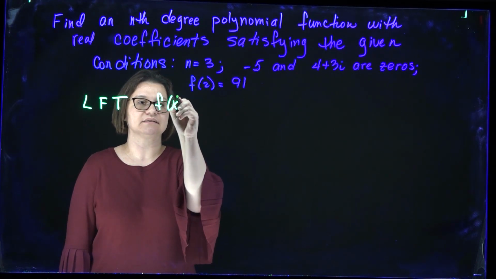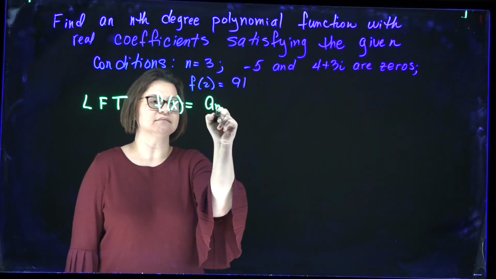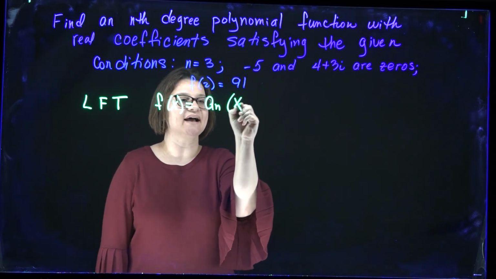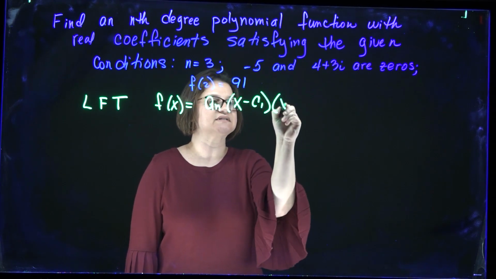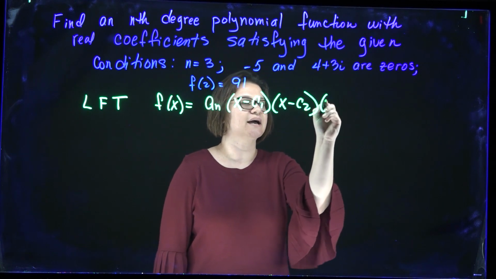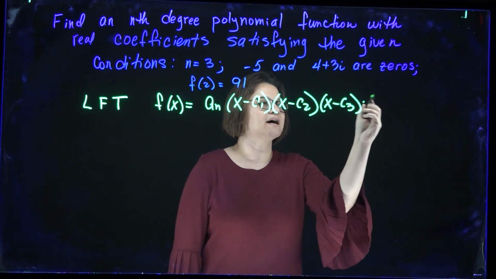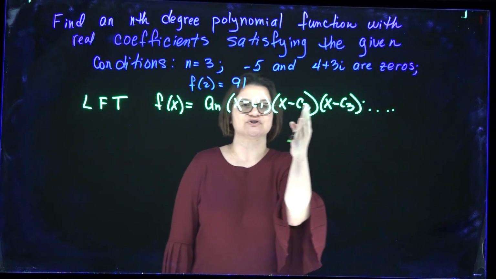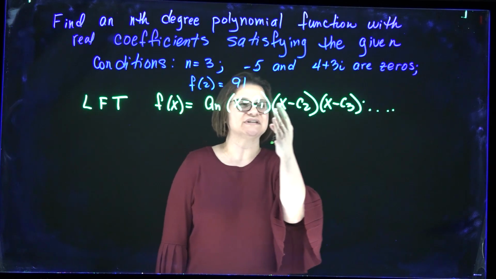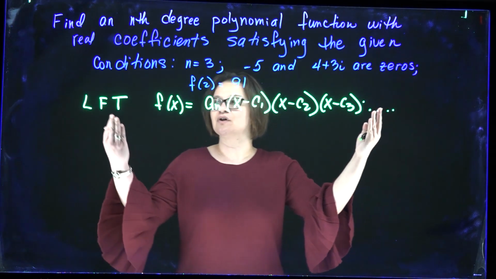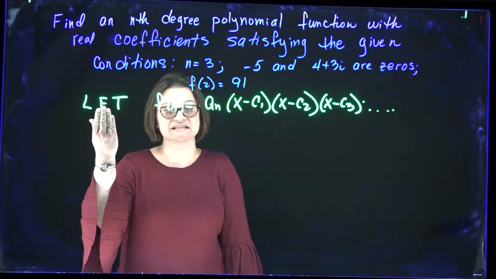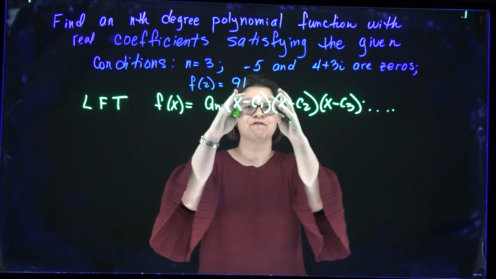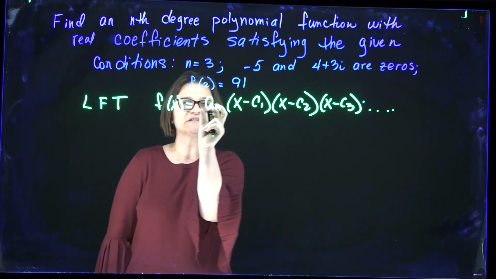F of x equals a sub n, and we'll talk about all the different parts in just a minute, a sub n times x minus c1 times x minus c2 times x minus c3 times so forth and so on. So we might have many of these linear factors. Hence, the theorem is called the Linear Factorization Theorem. This allows us to write a polynomial function in a factored form. So let's talk about all of these little pieces.